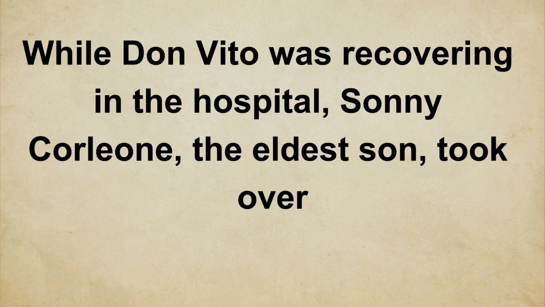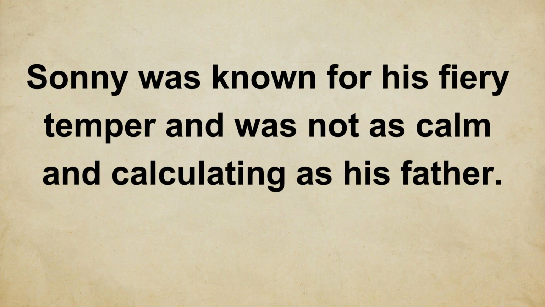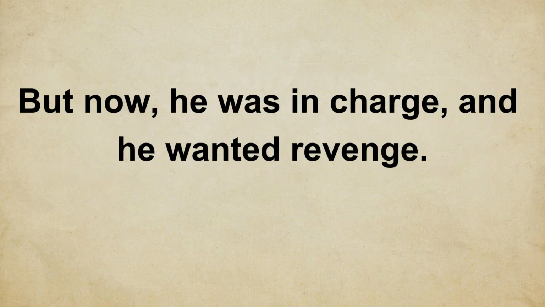Sonny takes over. While Don Vito was recovering in the hospital, Sonny Corleone, the eldest son, took over as the acting head of the family. Sonny was known for his fiery temper and was not as calm and calculating as his father. But now he was in charge, and he wanted revenge.